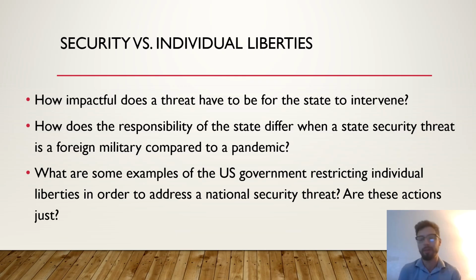And what are some examples of the U.S. government restricting individual liberties in order to address a national security threat? Are these actions just? Think about early history, referring to moments like Japanese internment camps during World War II, to contemporary reactions like expanding mass surveillance in response to 9/11 security threats. So when is it just for a state to act in prioritization of securities or individual liberties? And where is the line?